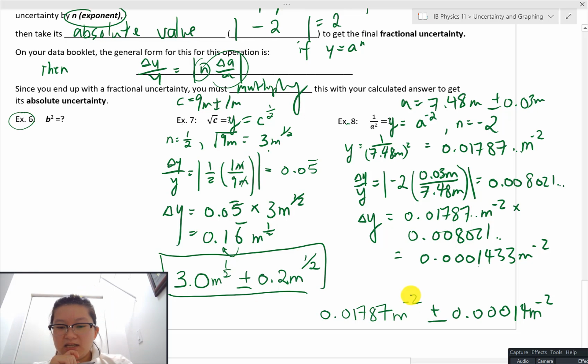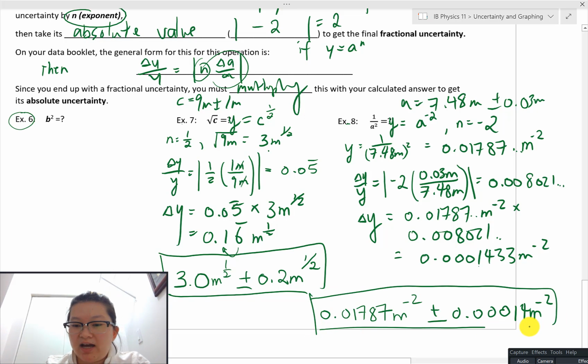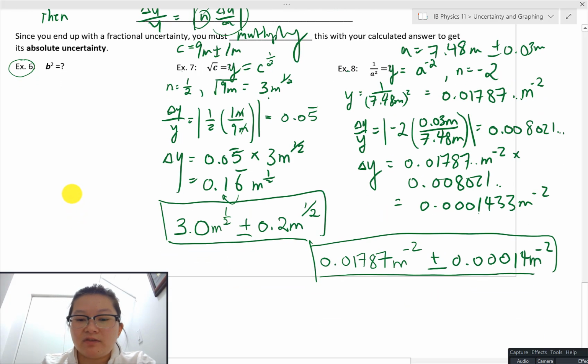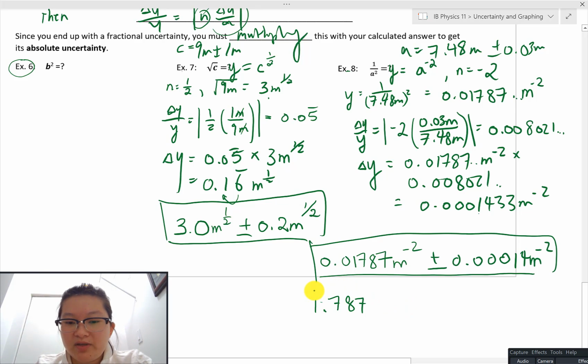Wow, that's a tiny, very tiny number. And this is a perfect time to apply scientific notation. So if you wanted to, you could write this using scientific notation, which then would be 1.787. And then actually, you know what? It might be easier to do it this way, is to do plus minus, and actually have brackets, then use plus minus 0.014.